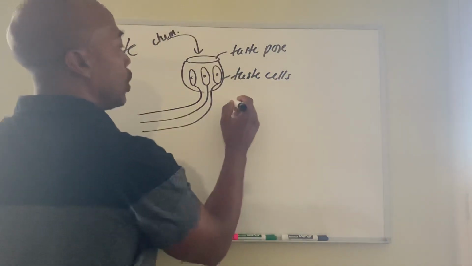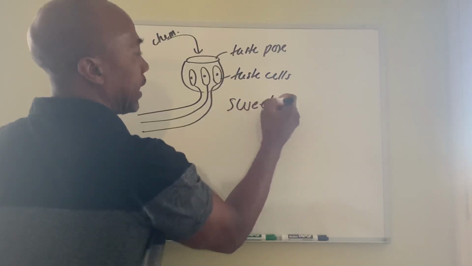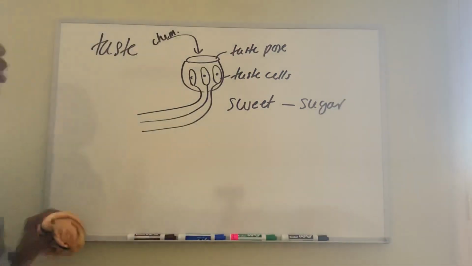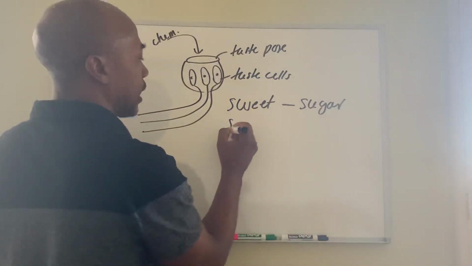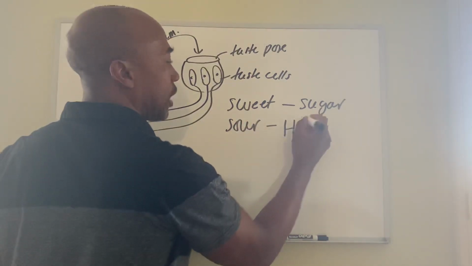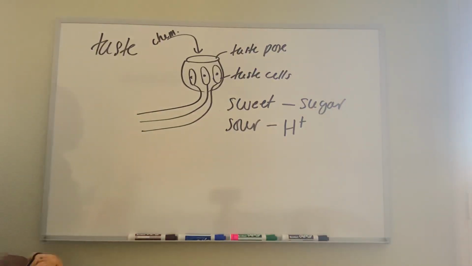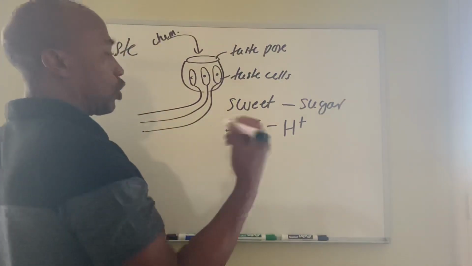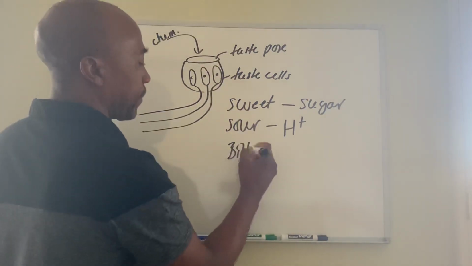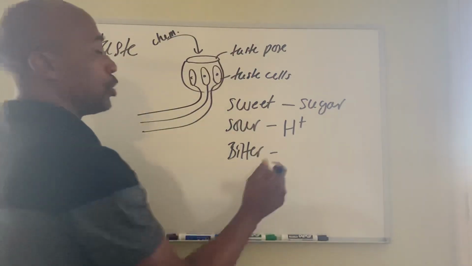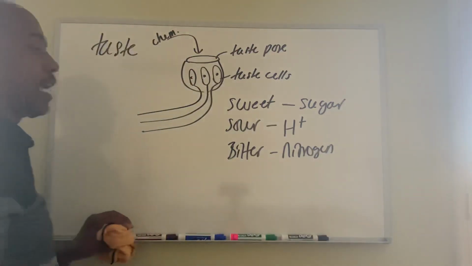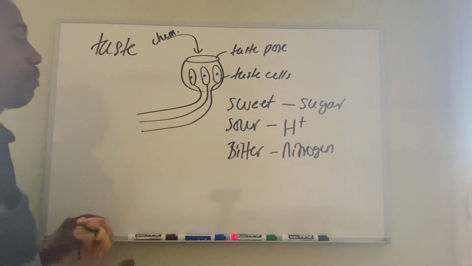You have your sweet taste due to sugary chemicals in your meal. You have your sour taste caused by the presence of H+, protons, in your meal, like lemon juice, for example, or tomato juice. And then you have bitter. Bitter is due to nitrogen-containing compounds, caffeine, for example, to create a bitter taste.